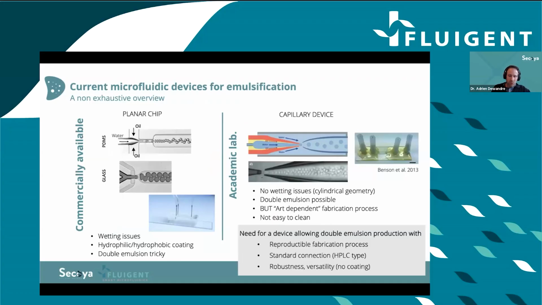Okay, now let's have a look at what tools are available to produce droplets in microfluidics. Planar chips with channels engraved in glass, PDMS, or plastic are commercially available. I used them intensively when I was in an academic lab, and I was at the time confronted with their limitations. Because of this planar geometry, the droplet phase is always in contact with the top and the bottom of the chip, glass or PDMS, leading to wetting issues.